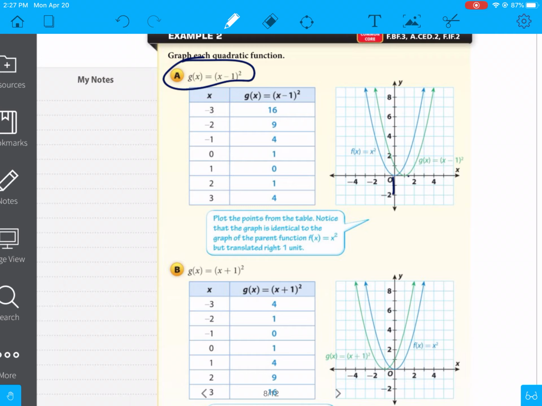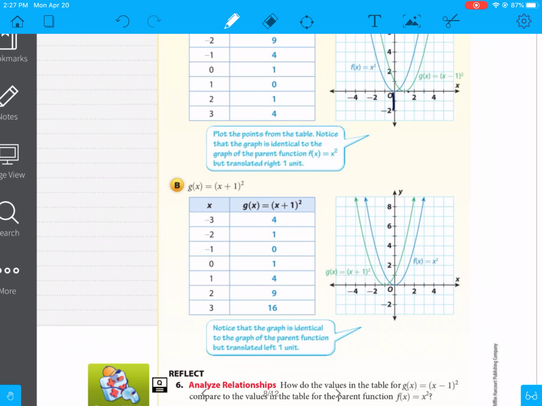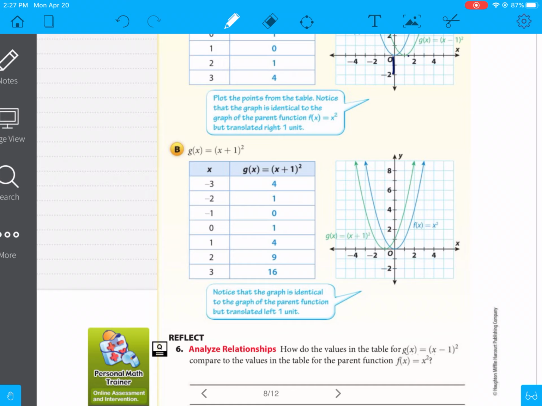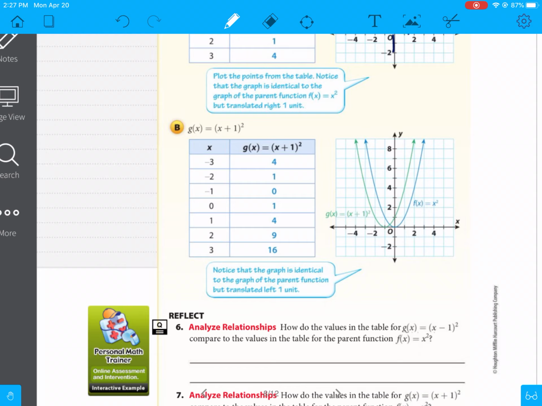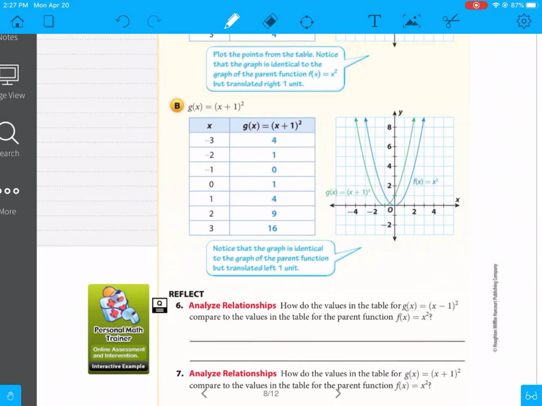Now we have x plus 1. Since it's positive, it's going to the left 1. So it's just a little backwards whenever we're dealing with this. If it's x plus 1, you go to the left 1 spot. If it were x plus 7, we'd go to the left 7.